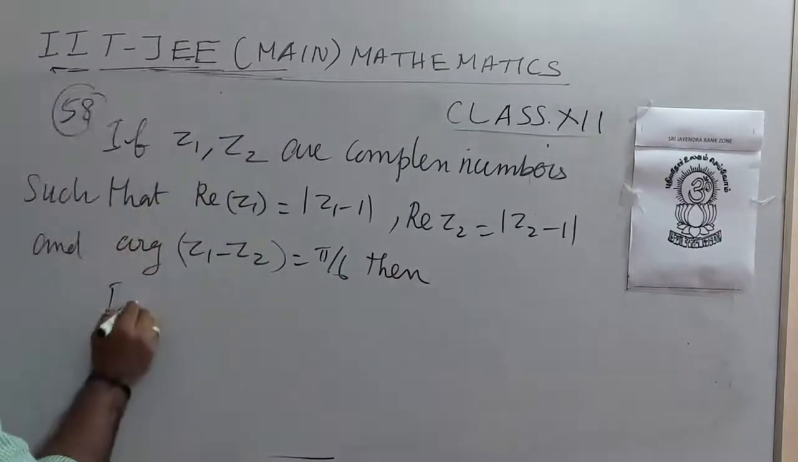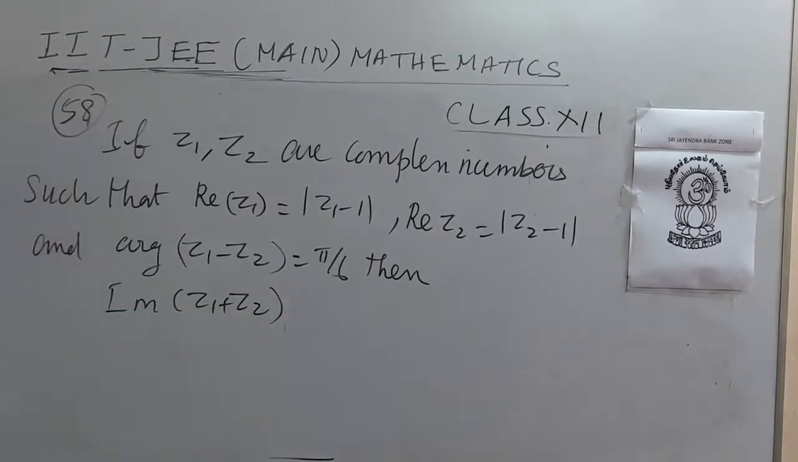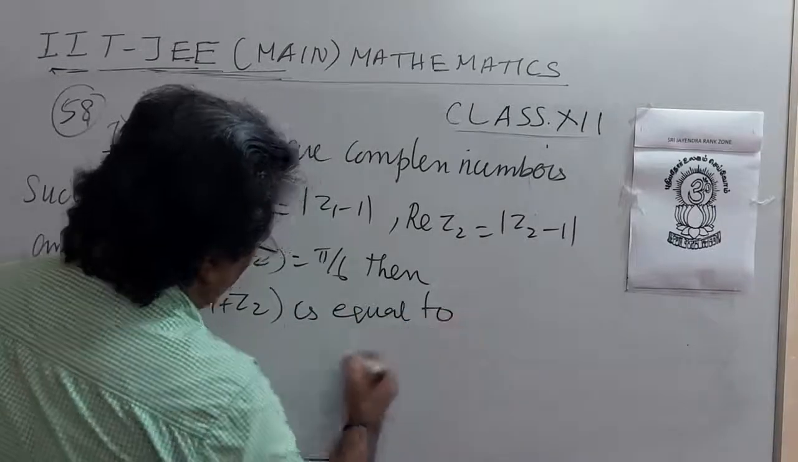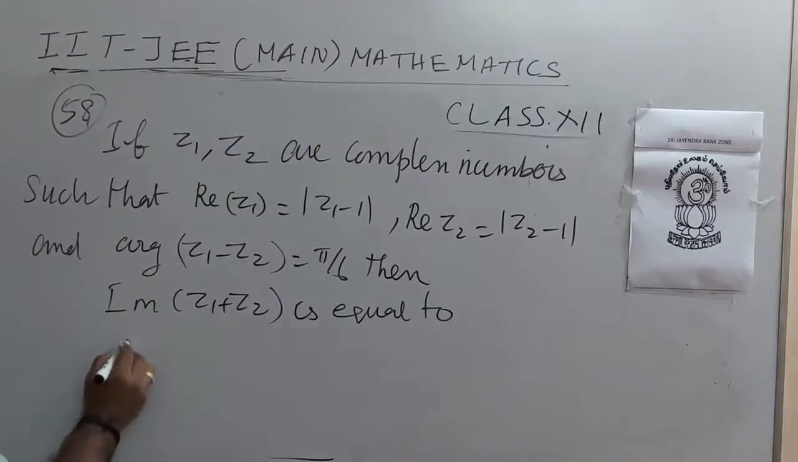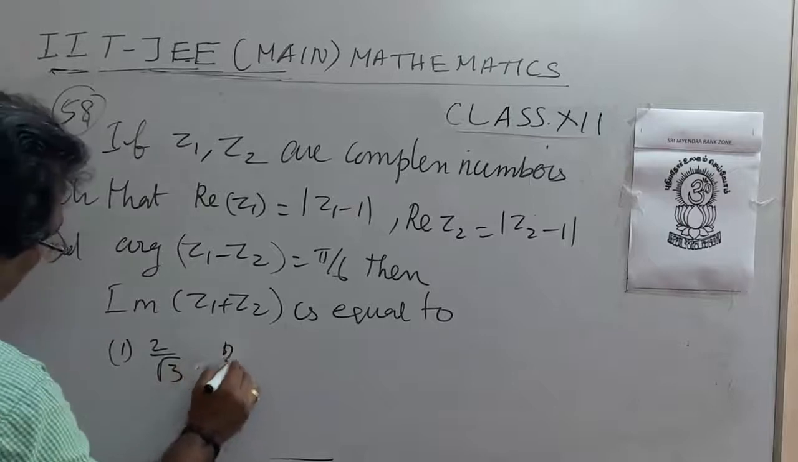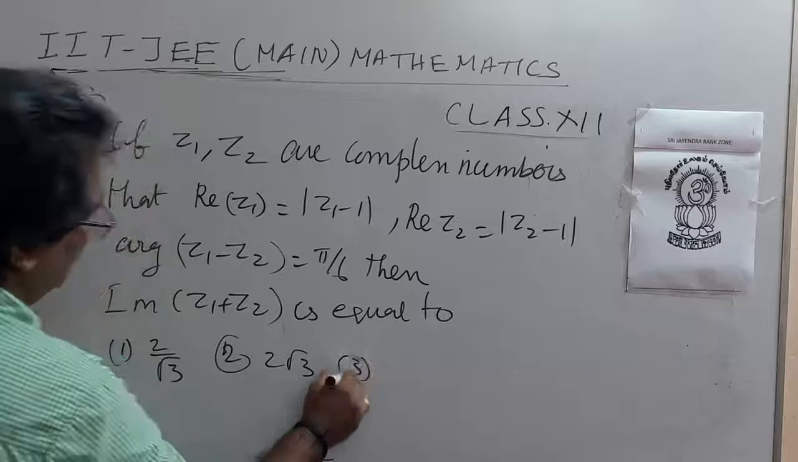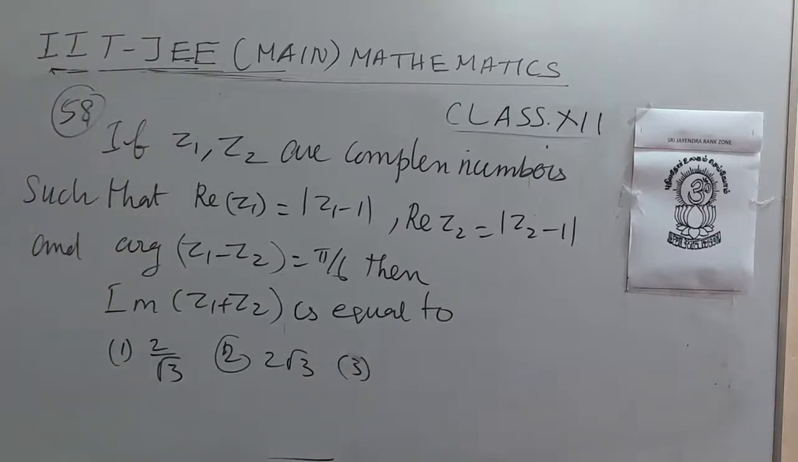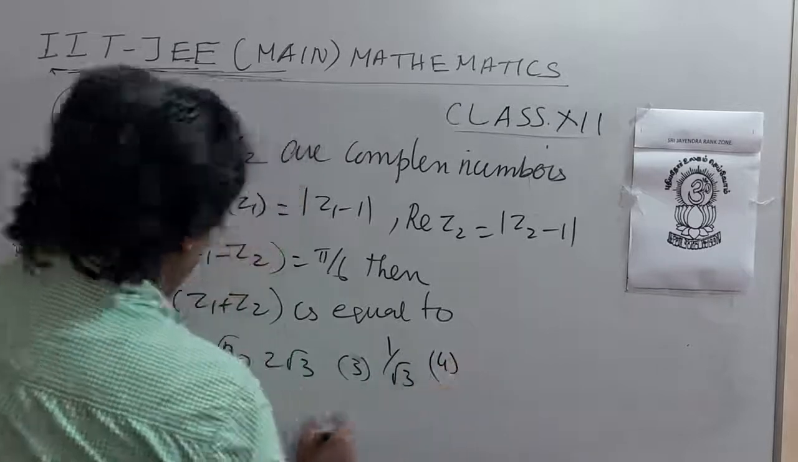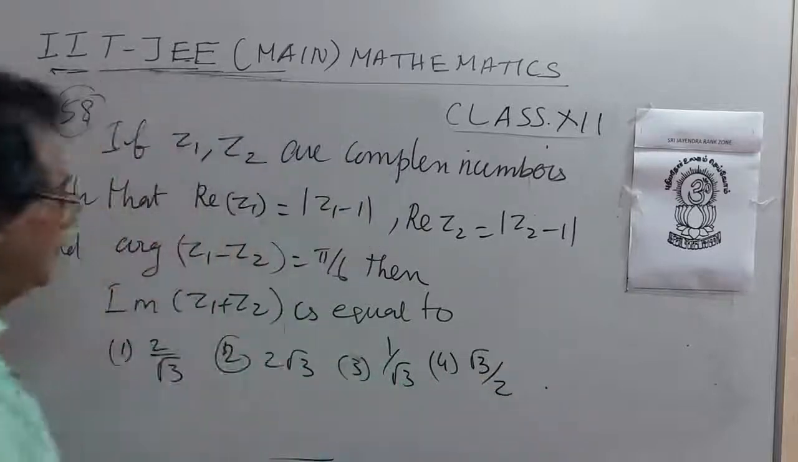then imaginary part of z1 plus z2 is equal to: option 1, 2 by root 3, option 2, 2 root 3, option 3, 1 by root 3, option 4, root 3 by 2.